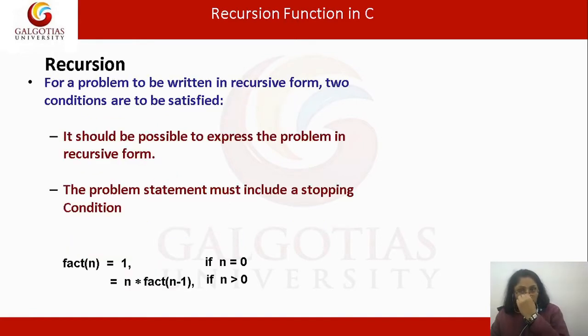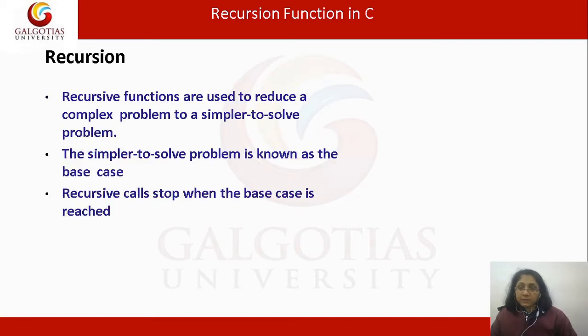For a problem to be written in recursive form, two conditions are to be met. It should be possible to express the problem in recursive form. The problem statement must include a stopping condition. For example, while computing factorial of n, the stopping condition is when n equals 0. The problem situation is then very trivial and the output will be 1. Otherwise, it will be n into factorial of n minus 1, getting a solution using the previous result.